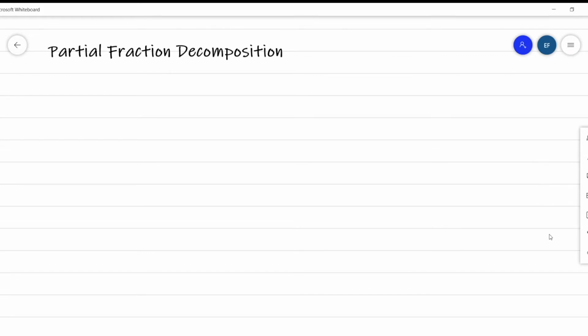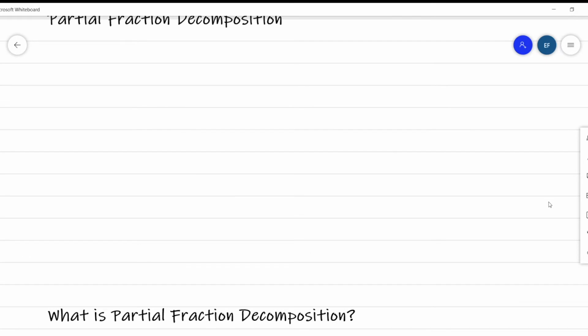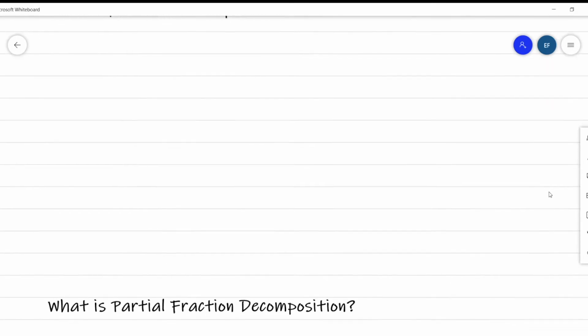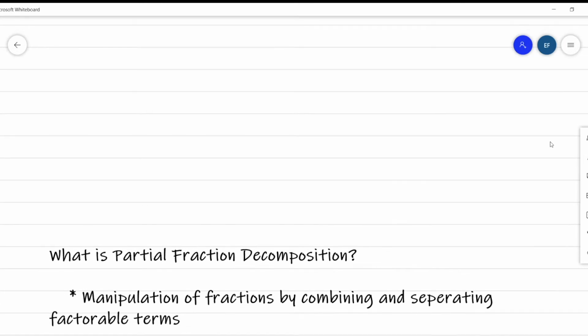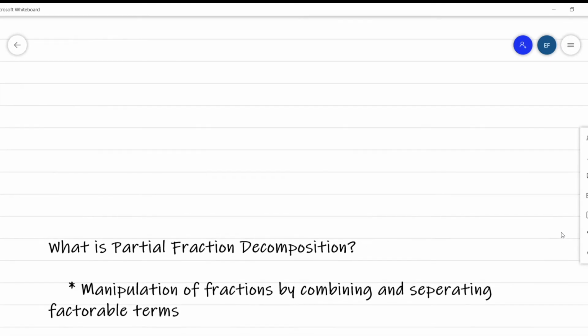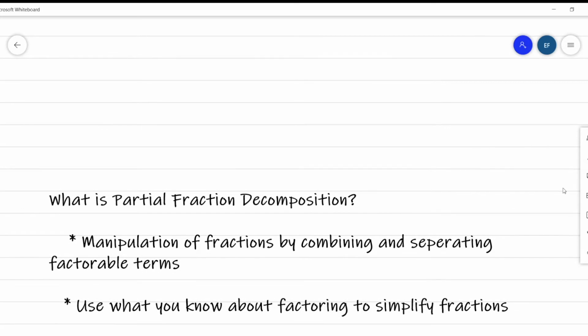Let's get started. So first things first, what is partial fraction decomposition? A fancy definition could be the manipulation of fractions by combining and separating factorable terms. Basically, all we're going to do is use what you know about factoring to simplify fractions. And this could be to separate out fractions into two different terms, or combining fractions. It just depends on how you need to simplify the problem and what will help you the most when you're solving.